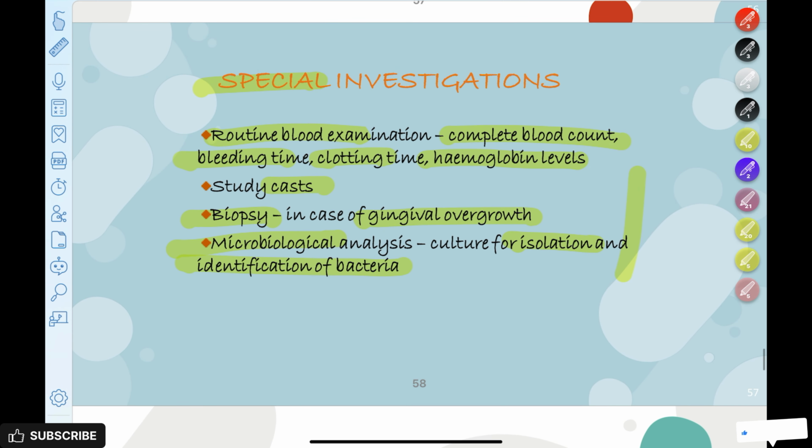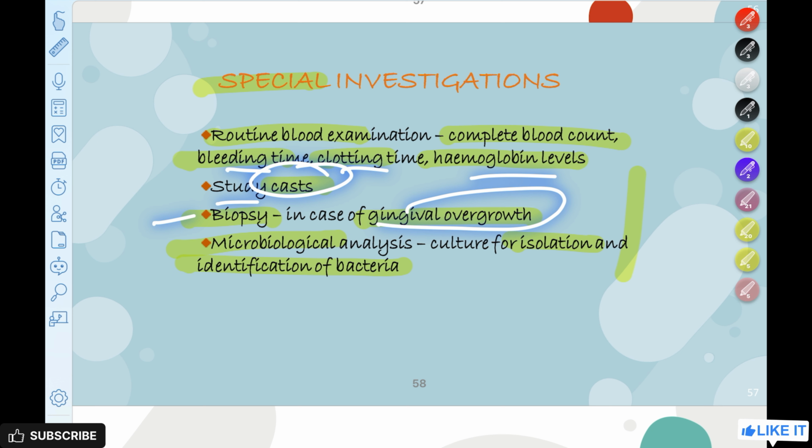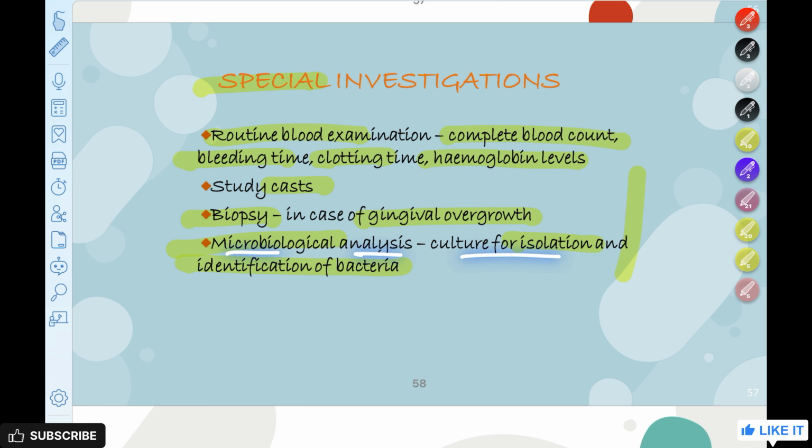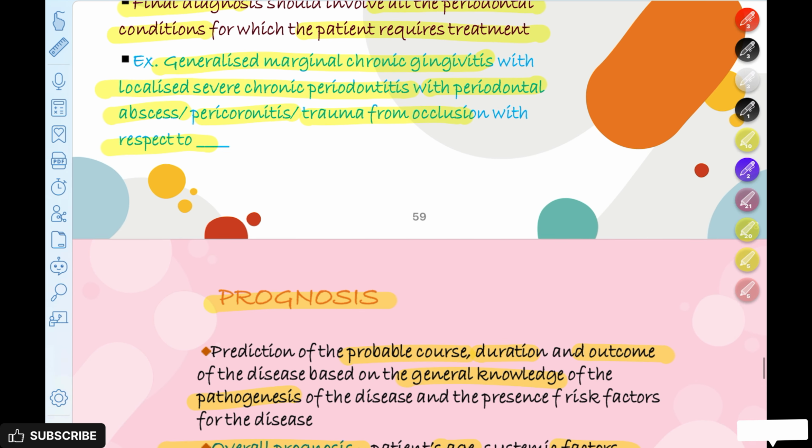The next we have is the special investigation. We can do the routine blood examination like CBC, bleeding time, clotting time, that is BT-CT, hemoglobin levels, study cast, biopsy in the case of gingival overgrowth like gingival enlargement, microbiological analysis for culture, isolation and identification of bacteria in the case of infections.